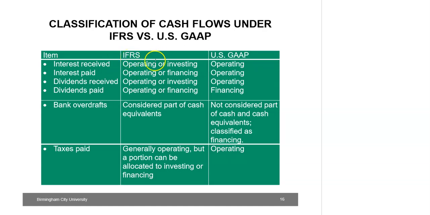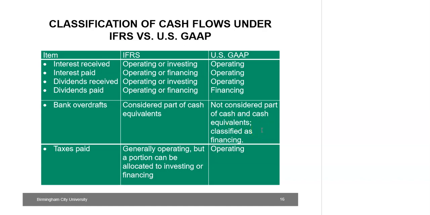For example, under IFRS, interest received can be classified as an operating or investing activity. However, the US GAAP only allows it to be classified as an operating activity. On the other hand, dividends paid can be classified under IFRS as an operating or financing activity, while the US GAAP only permits it to be classified as a financing activity. Similarly, the bank overdraft under the IFRS is considered as part of the cash equivalents.